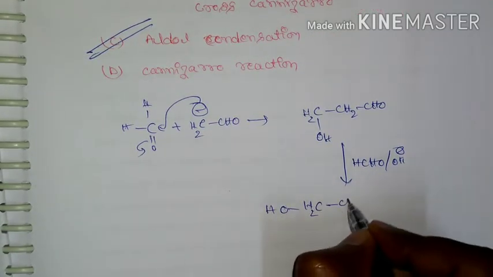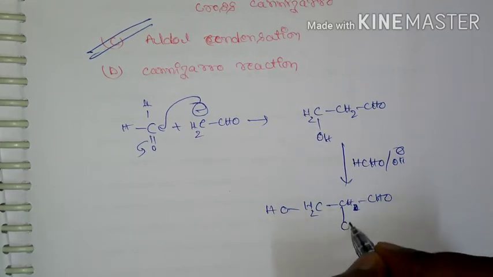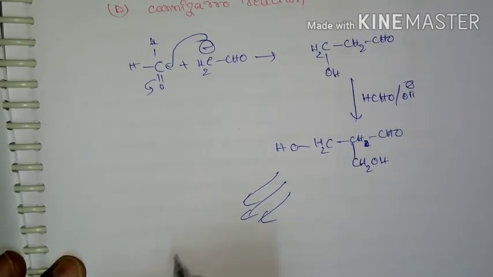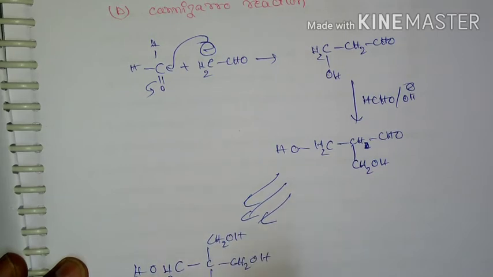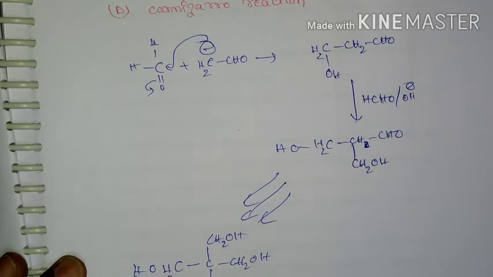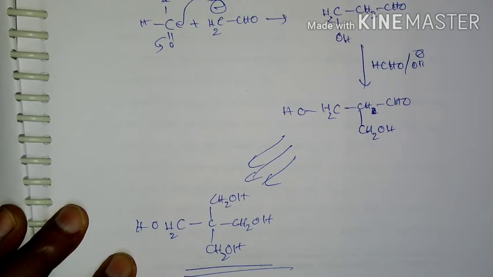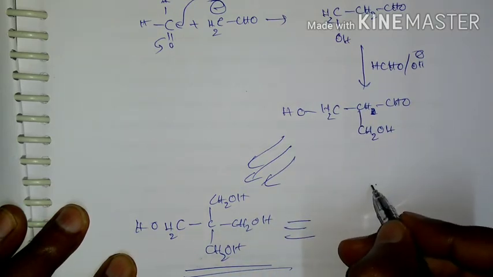Then what you are going to get? CH2OH, CH2, CHO. Here it will become CH2. This step will continue, and finally you are going to get CH2OH, CH2OH, CH2OH, CH2OH. So this is the final product, and it is an example of aldol condensation, that too between formaldehyde and acetaldehyde. Okay, so this can be written like this.